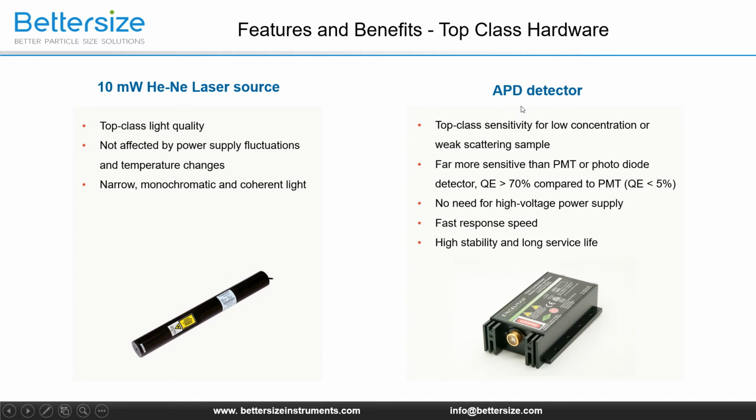The APD detector, avalanche photodiode detector, is used in the Binano 90Z. The detector significantly decides the sensitivity of the instrument. APD is a more advanced detector than photomultiplier or photodiode detectors because its quantum efficiency is larger than 70%, which is a huge progress compared to PMT. There's no need for a high voltage power supply in the measurement, and it effectively increases signal-noise ratios due to the high sensitivity of the optical system.